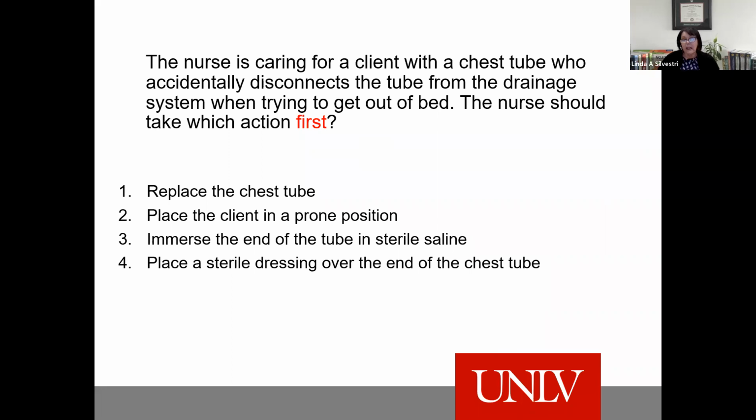And you would definitely stay with this patient. Someone would get another chest tube drainage system, if that was necessary, or the tube would get reconnected, depending on where the problem occurred. Placing a sterile dressing over the end of the chest tube sounds like a very good option, but that would not be your initial action at all. You would put that end of the tube into the saline to act as your water seal. So that would be the action you would take.